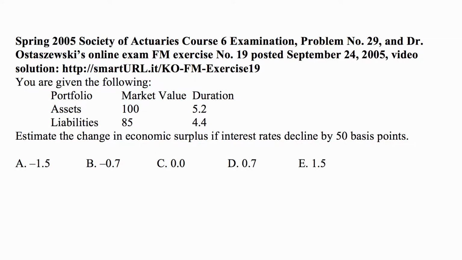So surplus is assets minus liabilities. And you can treat the surplus here as basically a portfolio of these assets and being short the liabilities. Basis point is 0.01%, so 50 basis points is 0.5%.